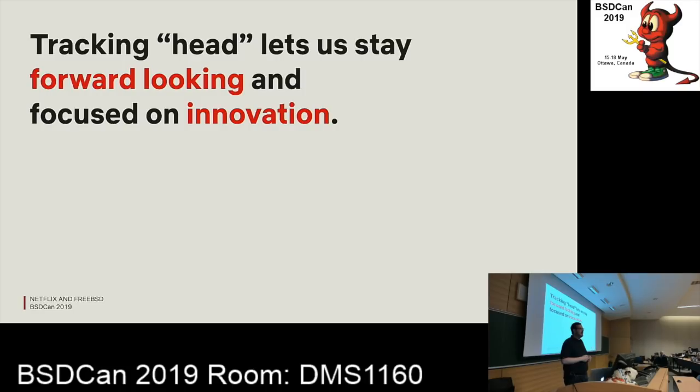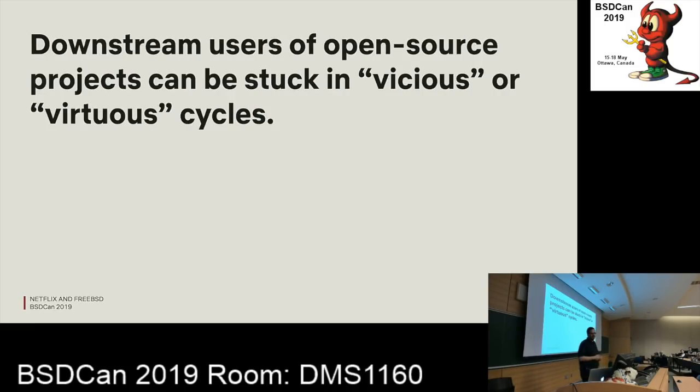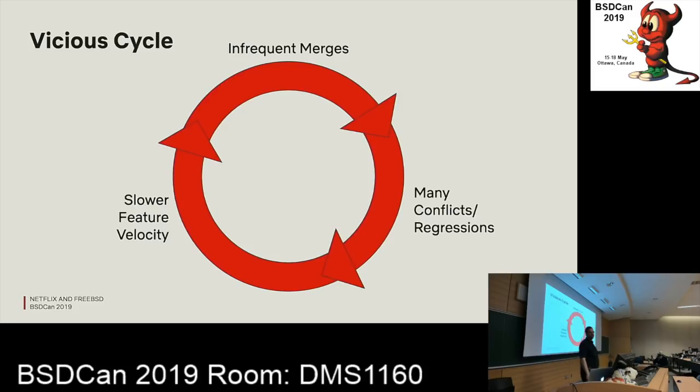The reason that we track head is because we think it lets us stay forward-looking and focused on innovation. I think that downstream users of open source projects can get stuck in either a vicious or a virtuous cycle. And in some ways, this is nothing new or novel, but it's an important concept that I think explains why we track head. So the vicious cycle starts with infrequent merges.